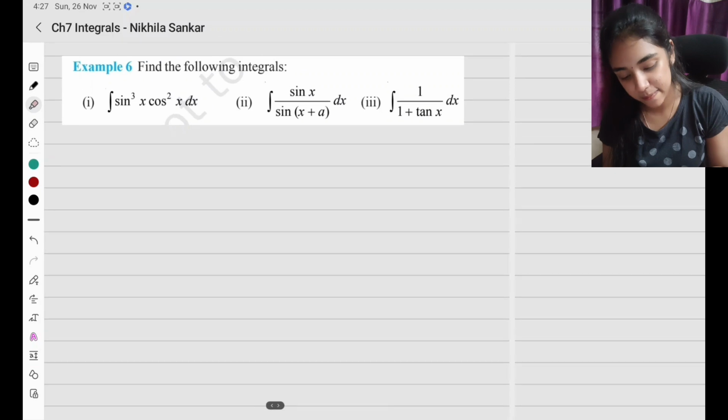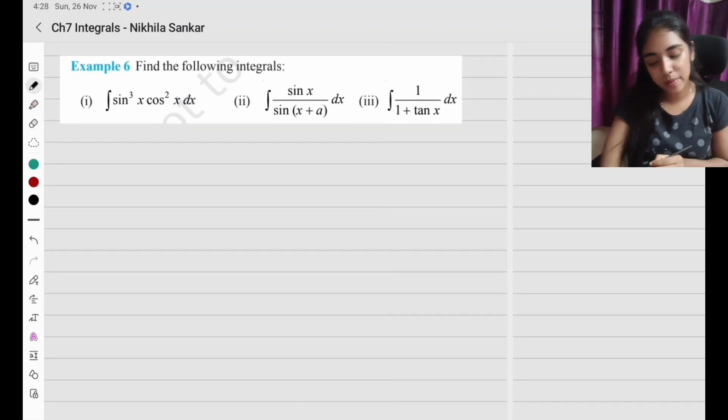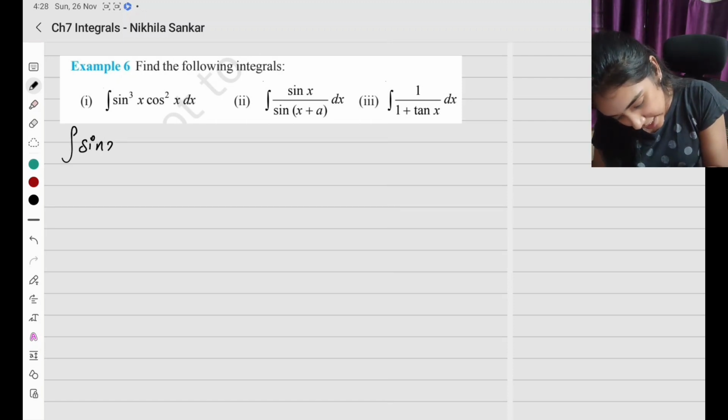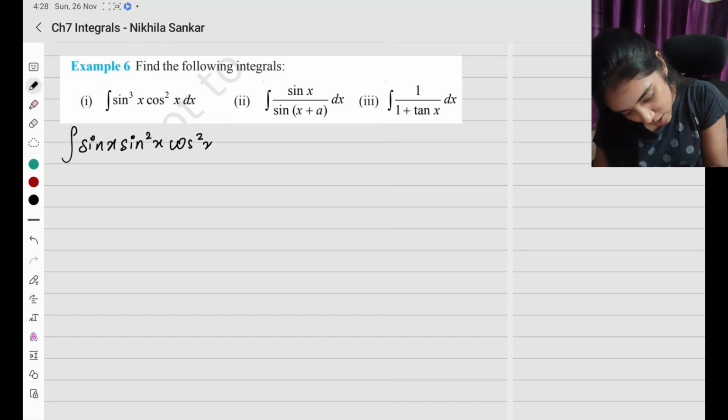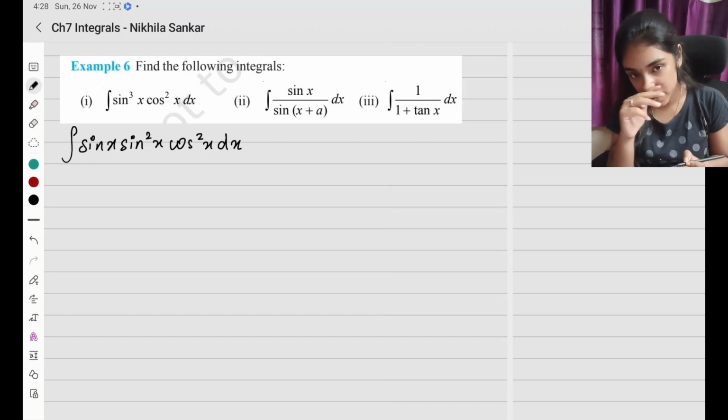Now, example 6. Now we are going to solve using the identities we used. So, basically, I have sin cube x cos square x. How am I going to split it? I am going to write it as sin x times sin square x times cos square x times dx. I am going to write it like this.